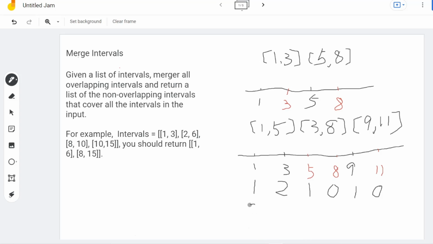Therefore, we found two non-overlapping intervals, from 1 to 8 and 9 to 11.